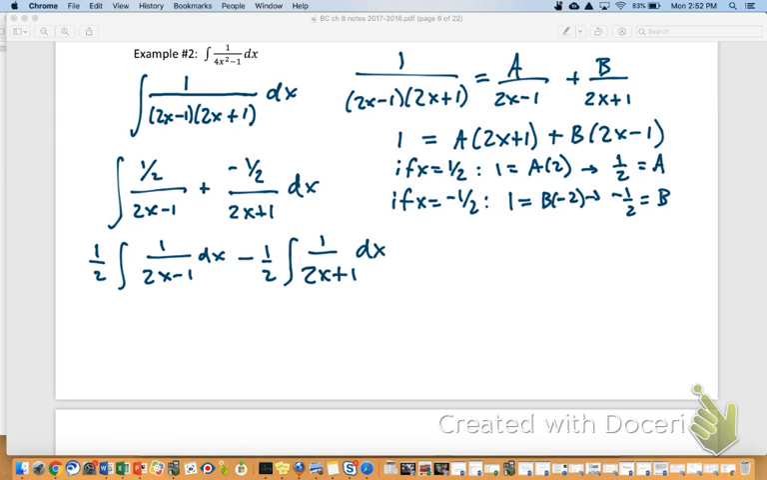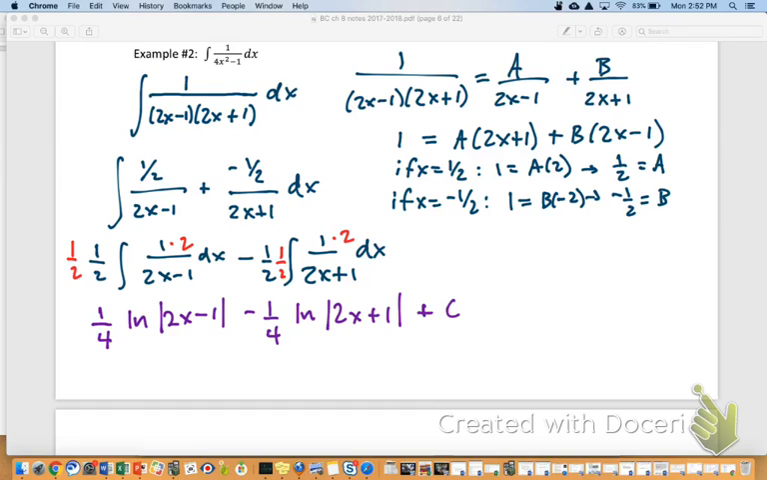We have to make an adjustment. Both factors are the same, right? We're off by a factor of 2 in both cases, so I would go times 2 times 1/2 times 2 times 1/2. So one version of a final answer would look like this: 1/4 natural log absolute value of 2x minus 1 minus 1/4 natural log absolute value of 2x plus 1 plus C.